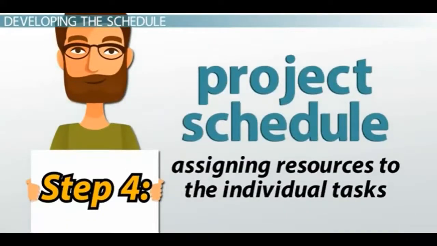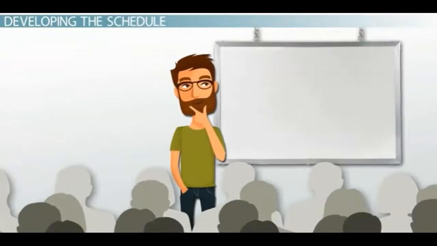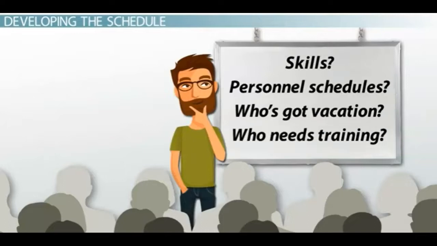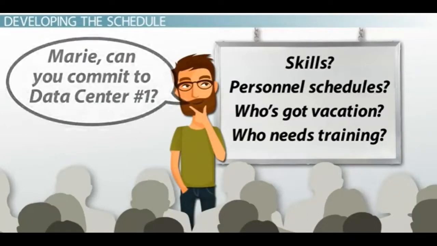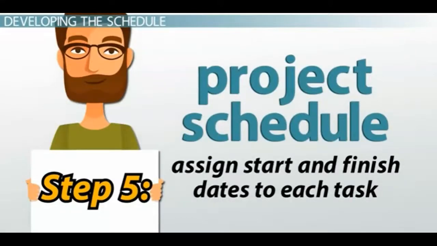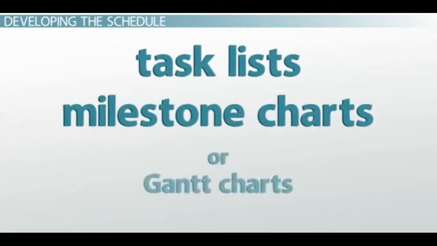The fourth step consists of assigning resources to the individual tasks. Doing this requires some pre-work to know the type of skills, who has the needed skills, personnel schedules such as vacation or training, and available time to commit to the project. Once the tasks are identified, the time is estimated, and resources are assigned, the final step is to assign start and finish dates to each task. This is easiest in a format that displays schedules, such as a task list, milestone chart, or Gantt chart.